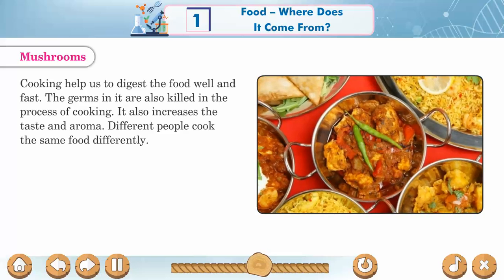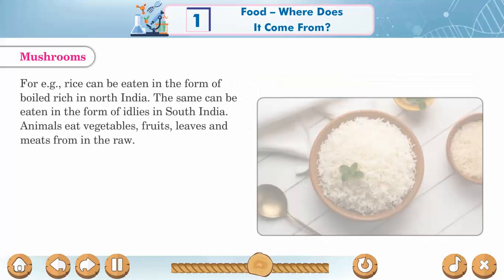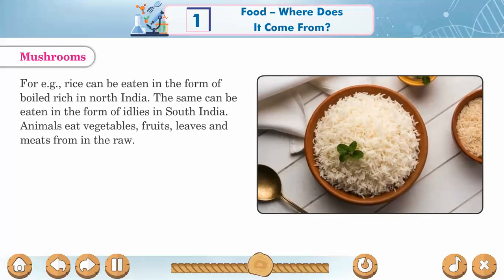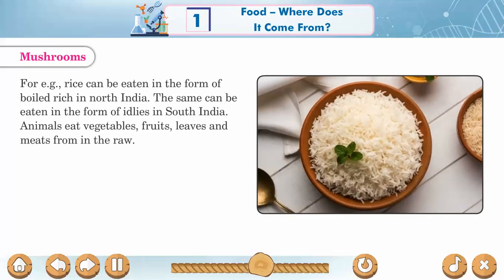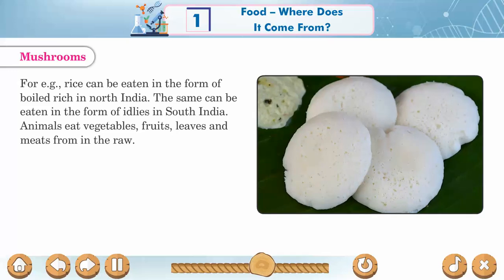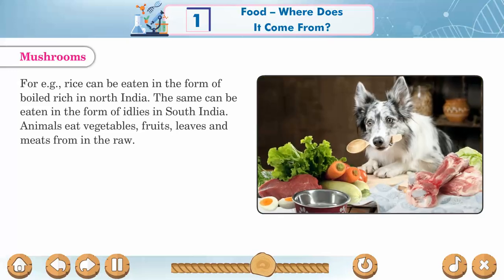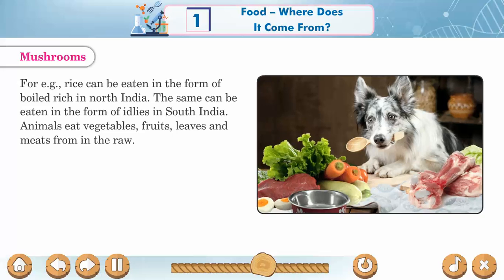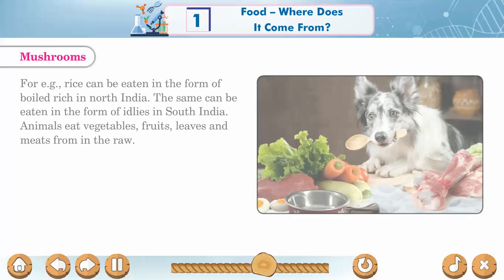Different people cook the same food differently. For example, rice can be eaten in the form of boiled rice in North India. The same can be eaten in the form of idlis in South India. Animals eat vegetables, fruits, leaves and meats in the raw.